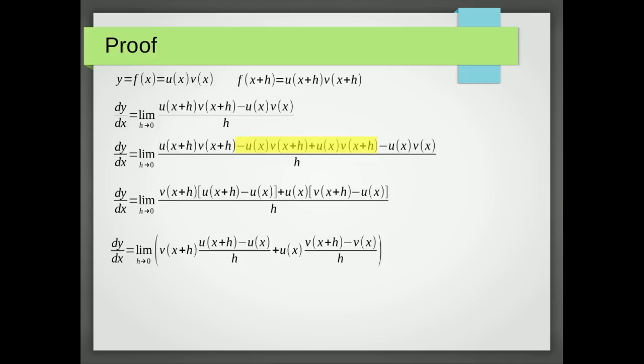Now as h goes to 0, v of x plus h goes to v of x, and obviously u of x stays as u of x. So that gives us dy/dx equals u of x times v dash of x plus v of x times u dash of x.